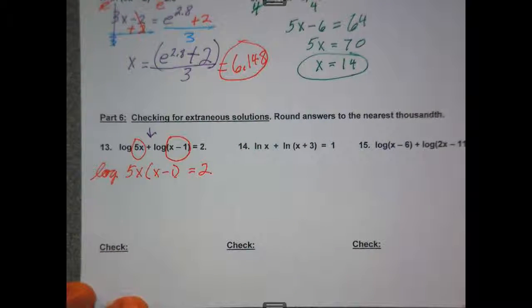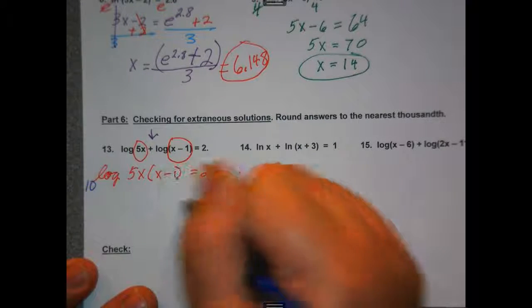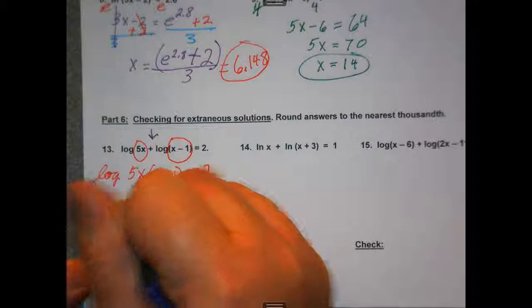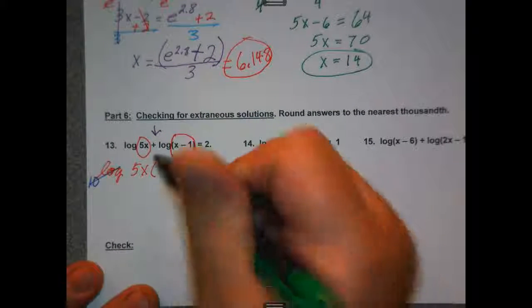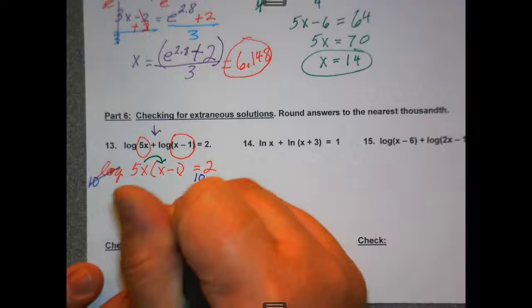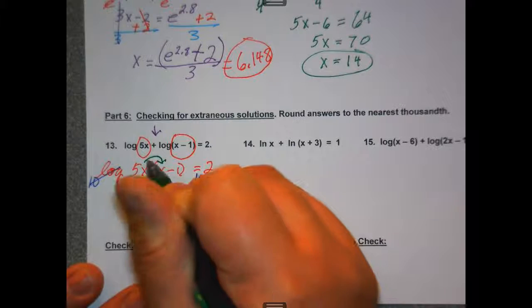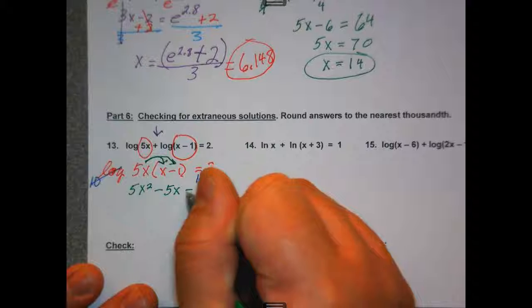Get rid of the common log, raise it to what? That's right, 10. 10 cancels out the common log, because the base of the common log is 10. 5x times x. 5x times minus 1. 10 squared.